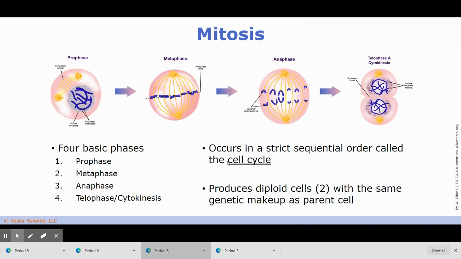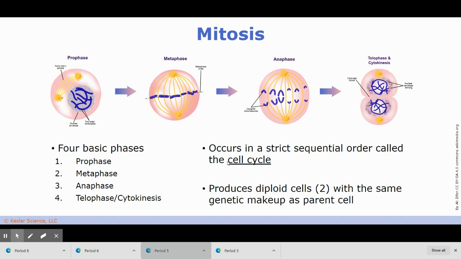All right, so mitosis has four basic phases: prophase, metaphase, anaphase, telophase, and then cytokinesis is right along with telophase, right at the end. It does occur in a strict sequential order called the cell cycle. And it continues over and over and over. And it produces diploid cells with the same genetic makeup as the parent cell.